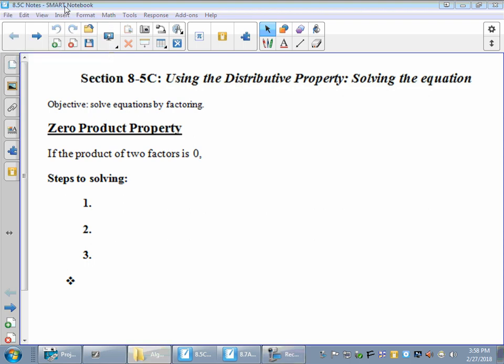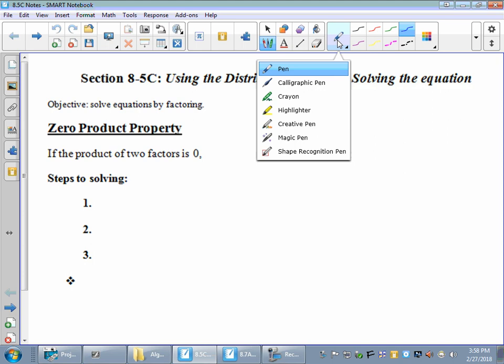Well, I'm happy to see that you are back in Chapter 8, Part 2, Section 8.5. Today we are going over Part C. For Part C, this is the only time we will spend an entire part of a chapter, an entire video on this. But for Part C, we are going to talk about solving the equation with factoring.